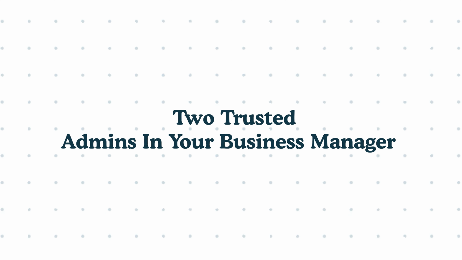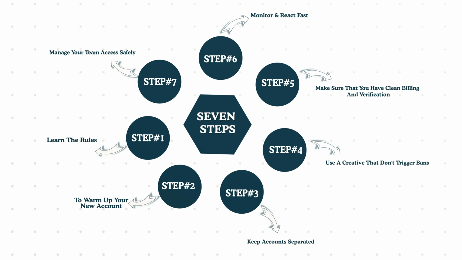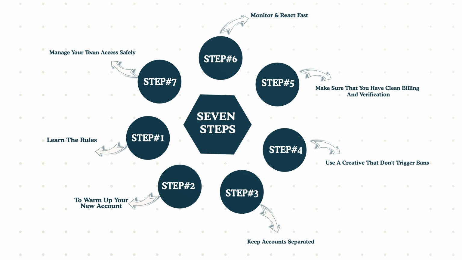And here is a final tip that I personally think is super important: always have at least 2 trusted admins in your business manager. And always keep a backup ad account warmed up. This way, even if one account is down, you are not completely frozen. Remember, you can chat with Facebook support team, you can call them, and you can do this within your business manager, and they usually reply fast. So these are the 7 steps to keep your ad account from getting banned.